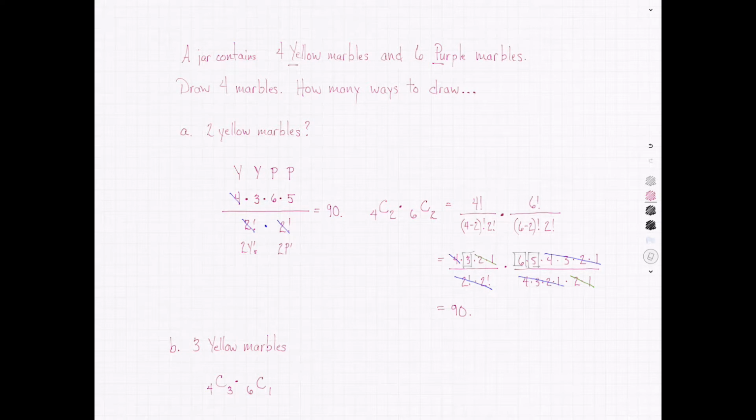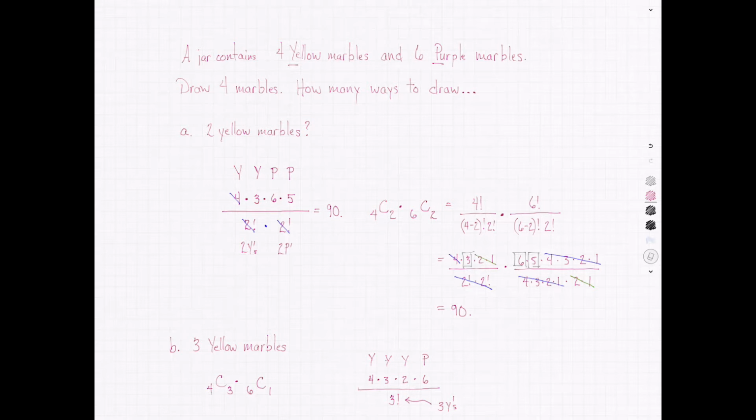Or if we did the picture way, we could say, well, I need a Y, Y, Y, and a P. So let's see, there was 4 Y's, then there's 3, then there's 2, but there's 6 P's. But remember that Y, Y, Y, P is a word, so I need to divide this by, since there's 3 Y's, 3 factorial. This is for the 3 Y's. And you could also divide it by 1 factorial because there's 1 P, but that won't change anything.